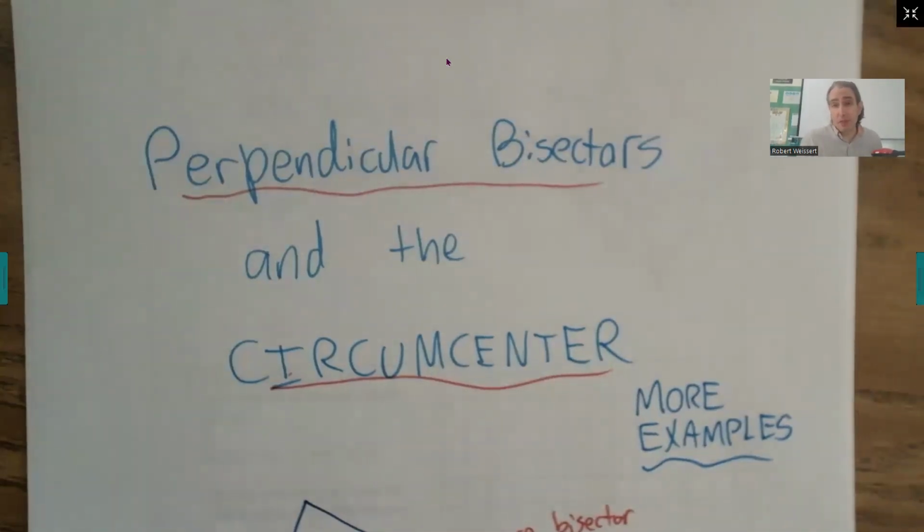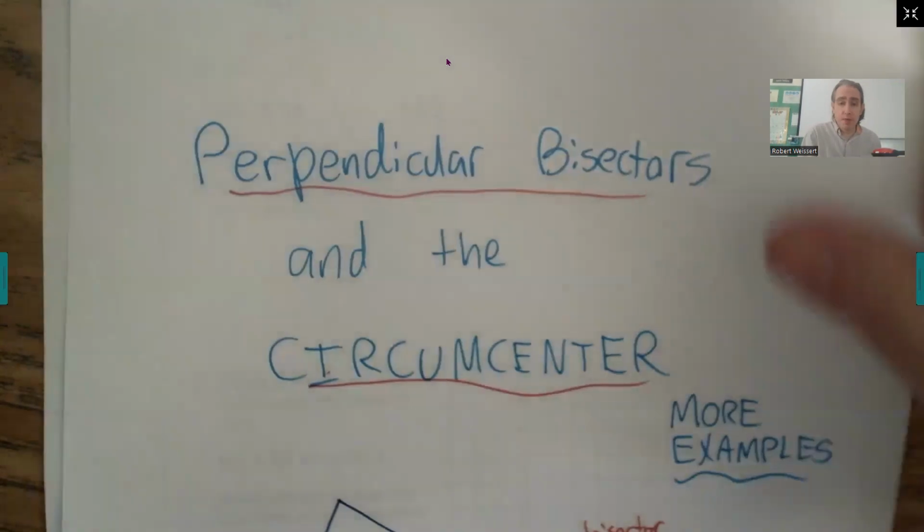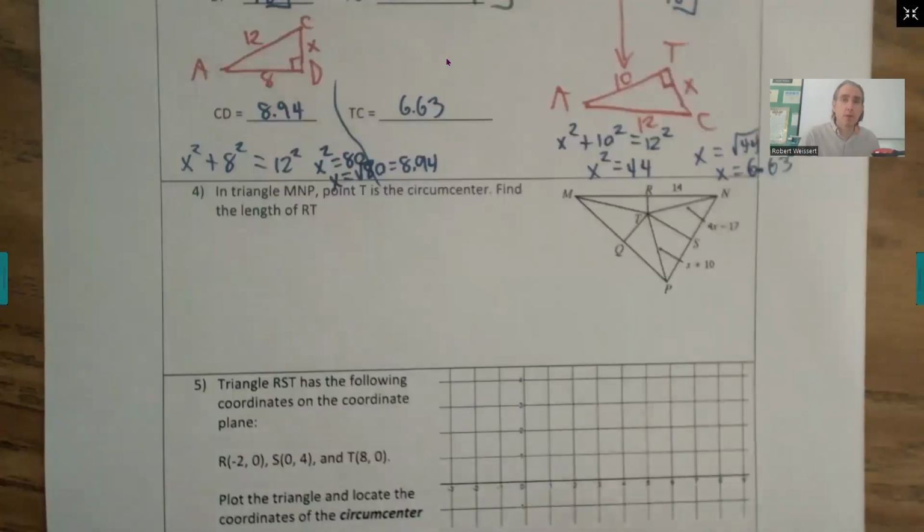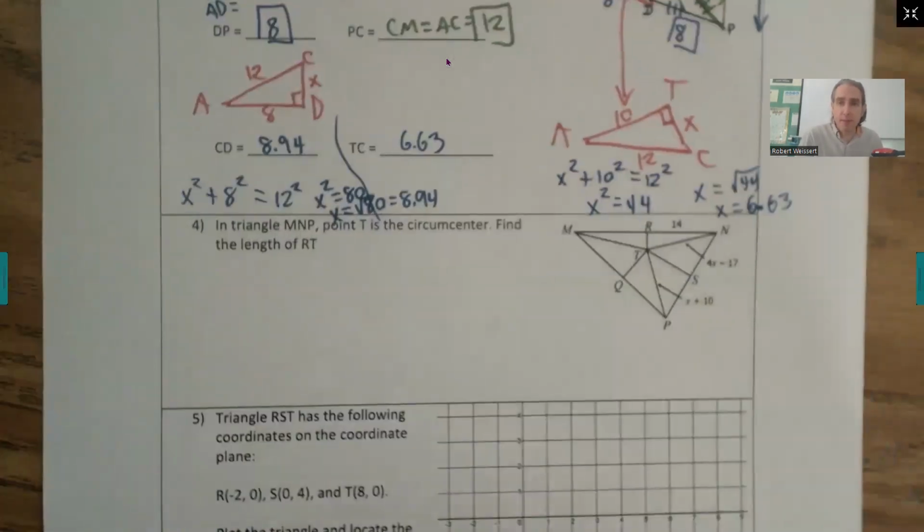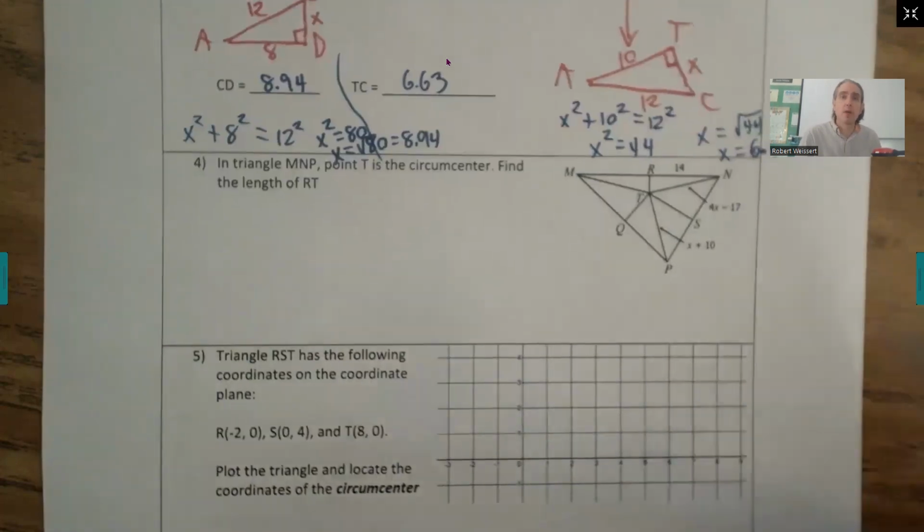I'm splitting this one up into two videos. So this one's going to be still talking about perpendicular bisectors and the circumcenter, just with some more examples. If you've been keeping up, we went over a couple examples already. We're going to do these last couple here, and then we'll go on to our next topic.